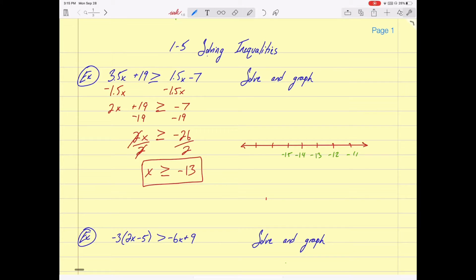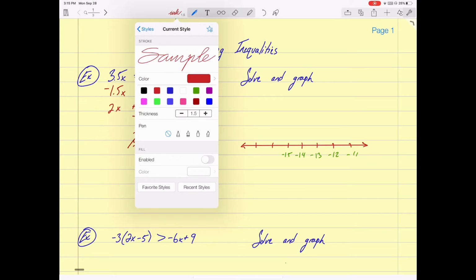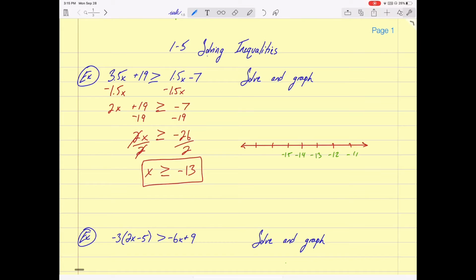Sometimes your x is going to end up on the right side, and then that will read differently. But I'll see if I could set one up like that. So I already put a few numbers on the graph. Here's what you need to know, though. If you have a sign like this or like that, that is a filled circle. If you have the ones without the equal sign, that would be an open circle.